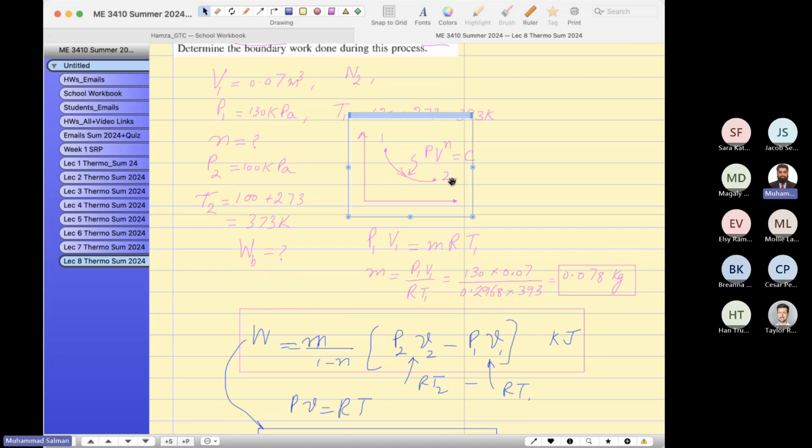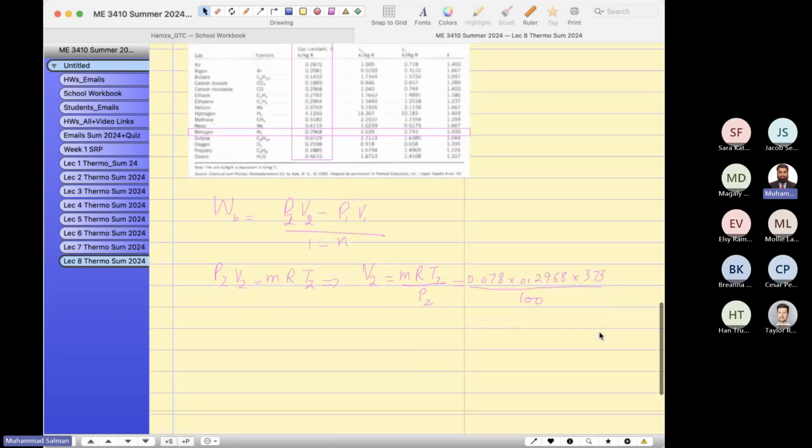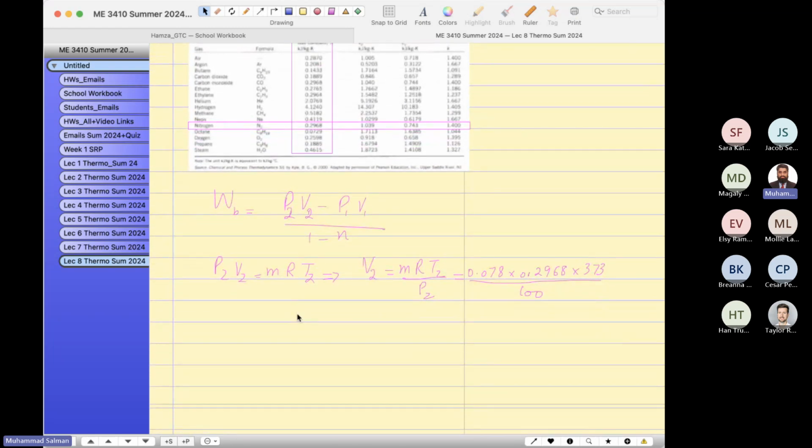Let me double check in my notes. 0.07 times 130 divided by 0.2968 divided by 390. I get 0.078. So it's almost, maybe you can double check. But let's see over here, if you do the math here, you should be able to get volume, the big V equals 0.08637.